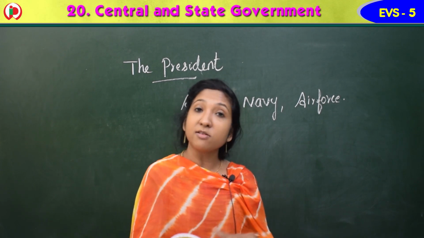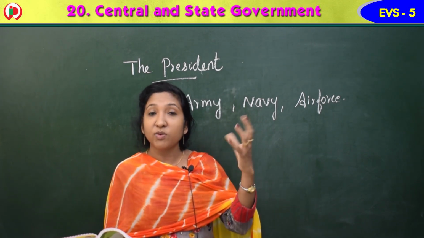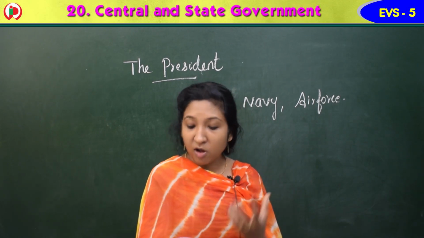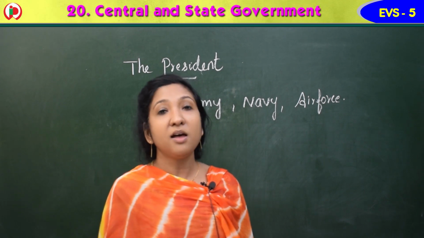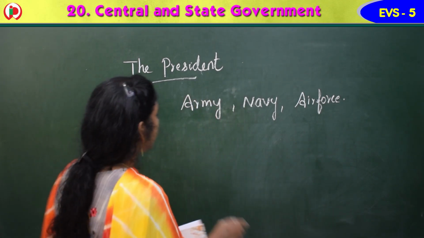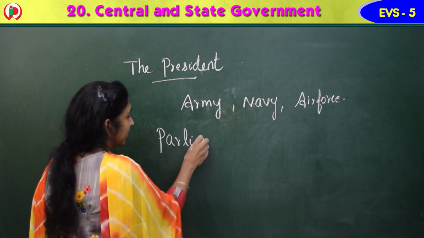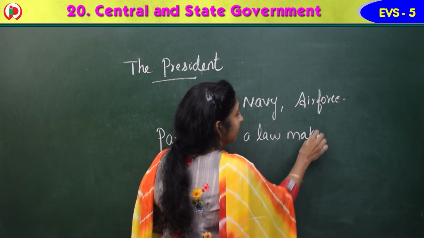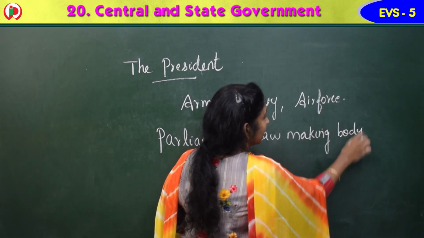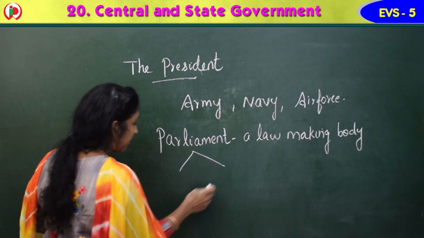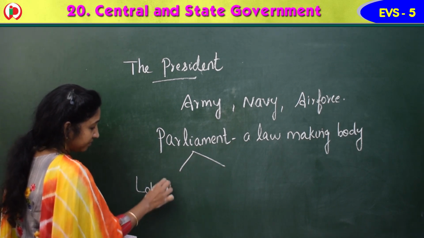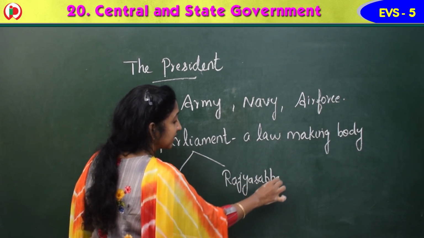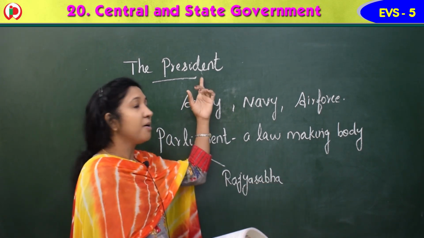Yes, so the president is also elected by the members of these parties where they win and form leaders, isn't it? So they elect him. This electoral college consists of elected members of both the houses of the parliament. Parliament, you know, is a law-making body of our country. Parliament has two houses, namely Lok Sabha and Rajya Sabha. In these two houses we have many elected members. So they elect the president.